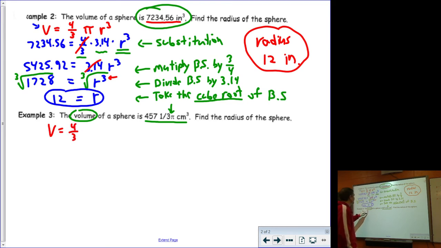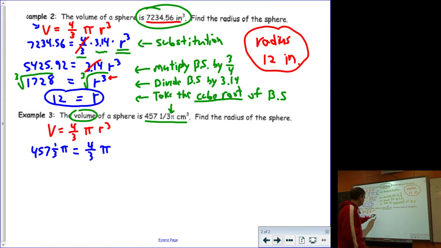So, to solve this, the first thing I'm going to do is I'm going to write down the formula like I always do. 4/3 pi r cubed. And I'm going to go ahead and do my substitution. I'm going to substitute 457 1/3 pi in for the volume. This time I'm going to not substitute 3.14 in for pi. And I end up with that.